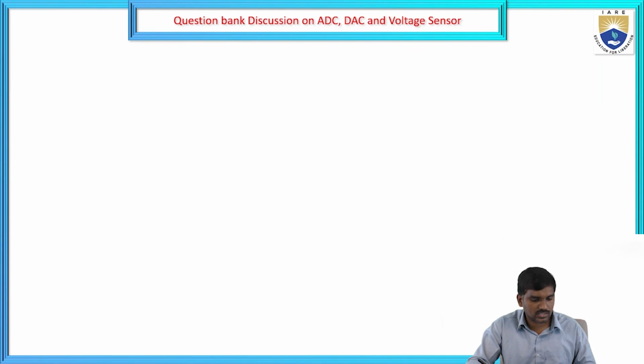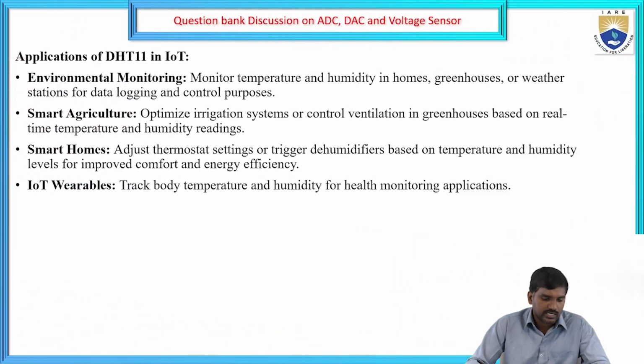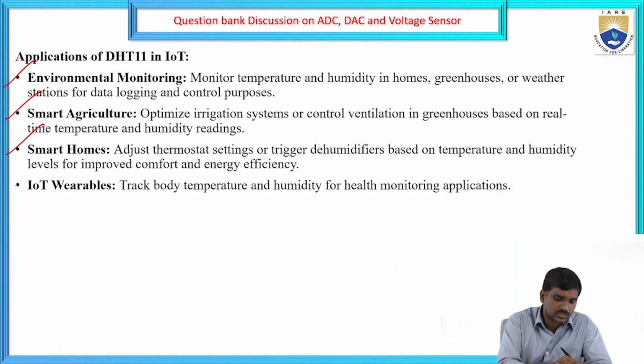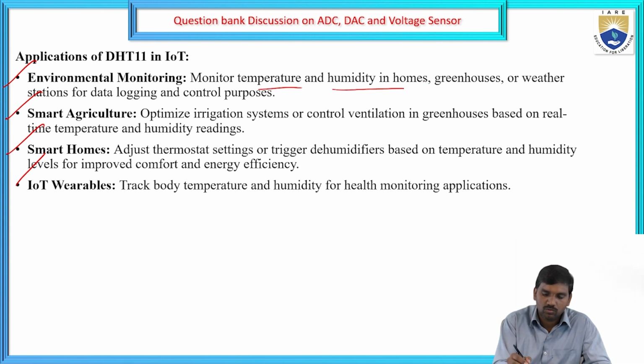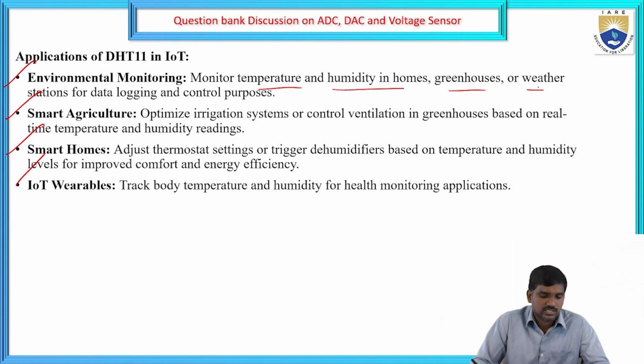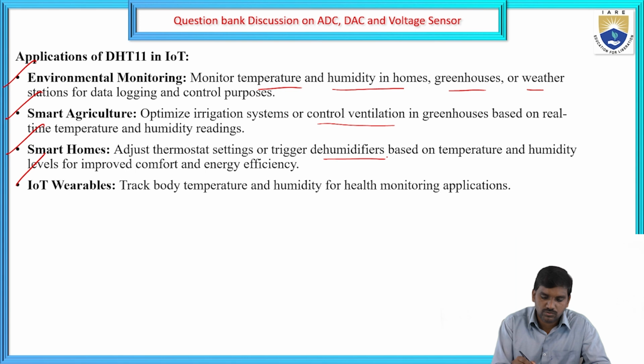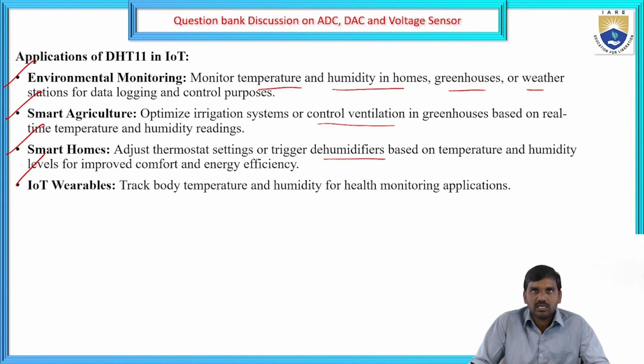Last, the applications of DHT11 in IoT: environmental monitoring, smart agriculture, smart homes, and IoT wearables. Environmental monitoring is nothing but monitoring the temperature and humidity in homes, greenhouses, weather stations for data logging and control purposes. Smart agriculture: optimize irrigation systems and control ventilation in greenhouses based on real-time temperature and humidity readings. And smart homes: adjust thermostat settings or trigger dehumidifiers based on temperature and humidity levels for improved comfort and energy efficiency. So this is smart homes.